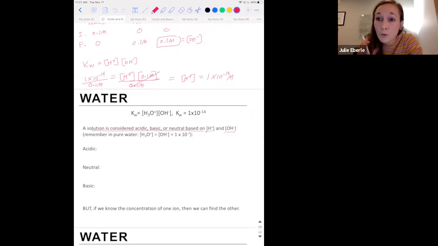Now we know in pure water, the concentrations are right here, 1 times 10 to the minus 7. And what kind of pH does water have, pure water? Is it acidic, basic, or neutral? Anyone? Water is neutral. So guess what? If the concentrations of our ions are 1 times 10 to the minus 7 or right there by it, that's a neutral solution, all right?